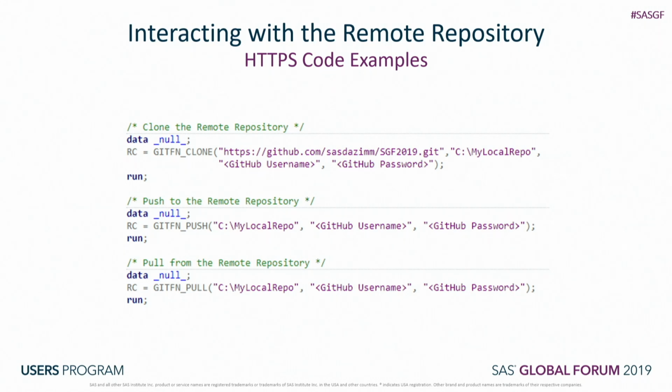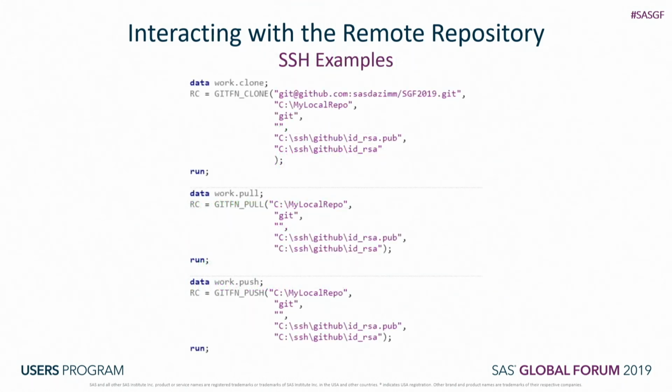The next set of code I want to talk about is SSH versions of these functions. So again, you have clone, and the only difference is you have 2 extra parameters, the path to the public and private SSH keys, and you notice that the username is Git. It needs to be whatever comes before the @ sign in the URL.